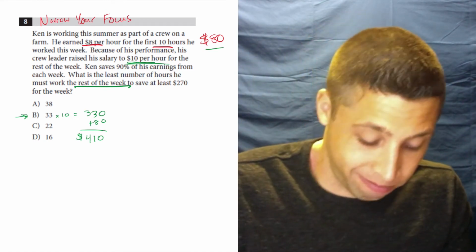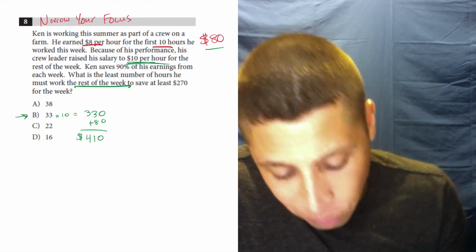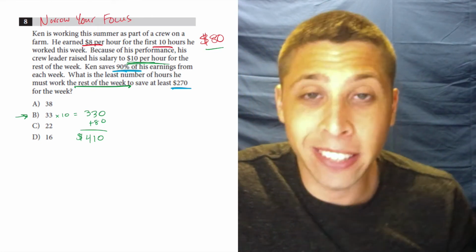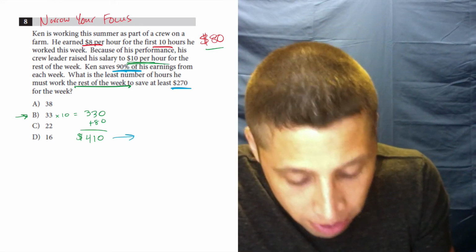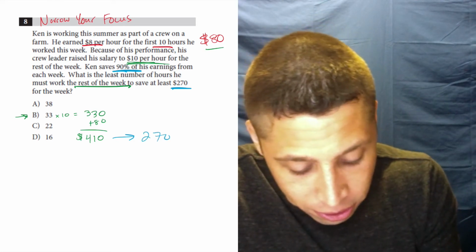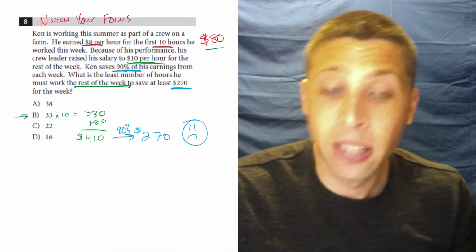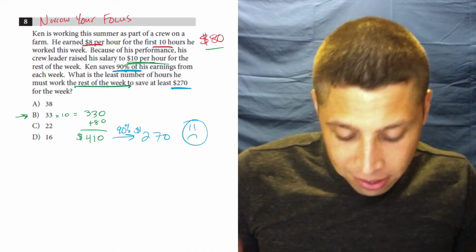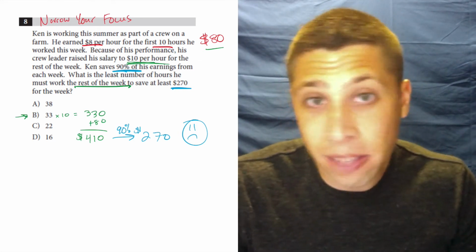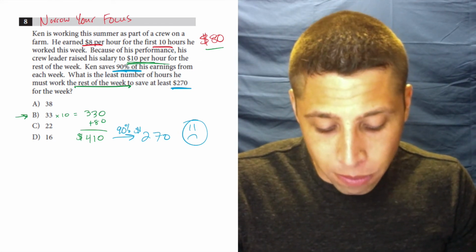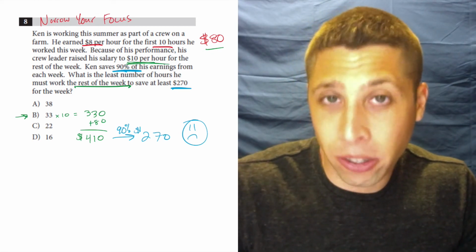Now look, percentages are annoying, but we can kind of just eyeball it, right? If he's saving 90%, how is he going to go from $410 to $270? This cannot be 90%. This makes no sense, right? 90% is most of it. It's not quite cutting it in half, but it's taking a big chunk of his money out. So the percentage is off. We should be able to judge that just by understanding how percentages work.